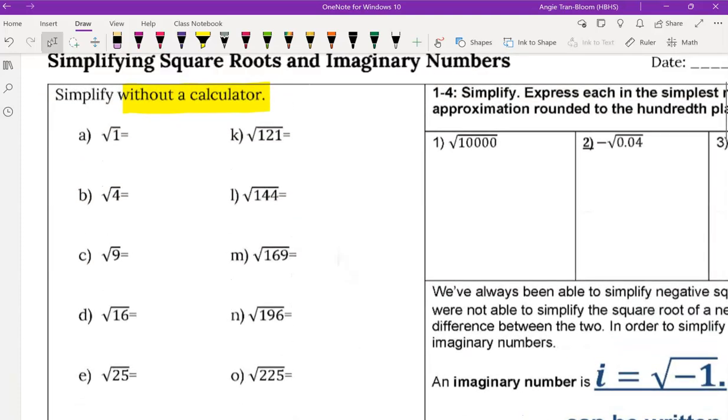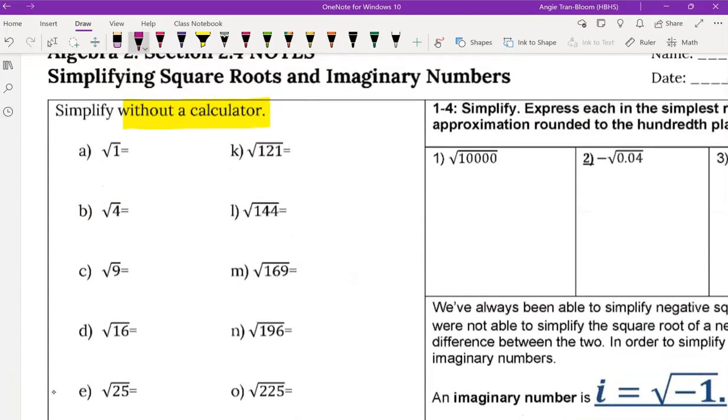So the first thing I want to do is square root of 1, guys. Okay, that's going to be 1 times 1. A square root means you're looking for 2 identical numbers, okay? If you can find 2 identical numbers, that means you can simplify it out of the square root symbol, which is 1. I'm going to do a couple of these with you, and then you guys are going to have to do the rest on your own.